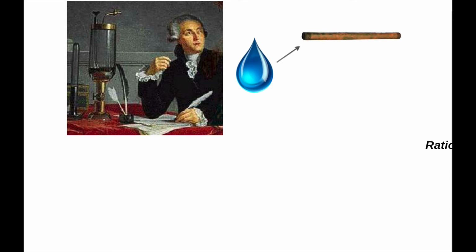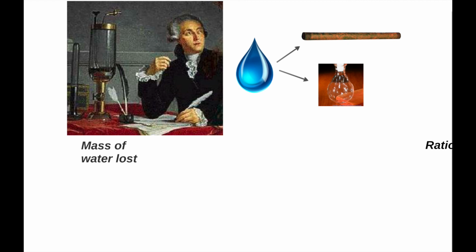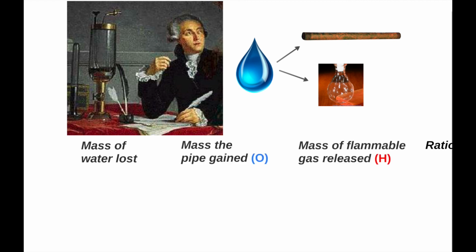Let's take a look at what Lavoisier found when he was studying how water broke down into oxygen and hydrogen. He saw that the water he put through the hot iron pipe converted into some oxygen that added to the weight of the pipe, and some hydrogen as a gas. Let's look at the measurements that he made of these different masses: the water lost, the pipe gained, and the flammable gas that was released.